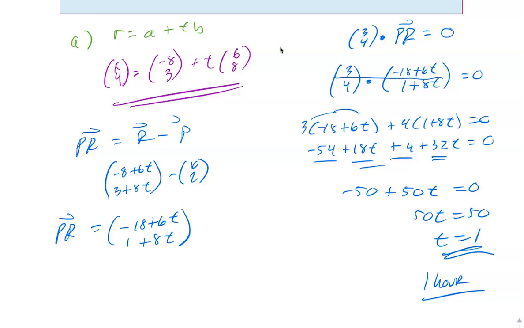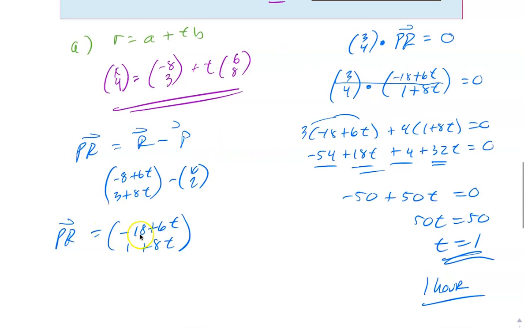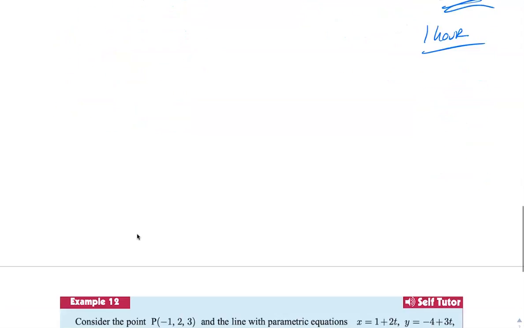So at 1 hour, it's closest to port P. Again, if they wanted the distance, I would have to go back, plug it in for PR, and then take the magnitude of PR. But in this case, it's literally just the one time. Okay, let's do one more example.